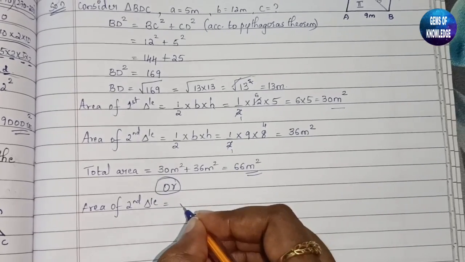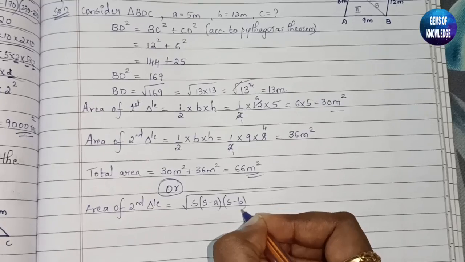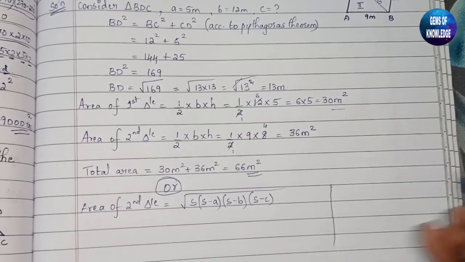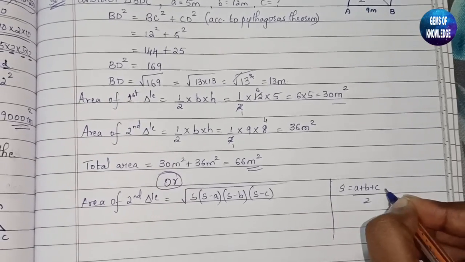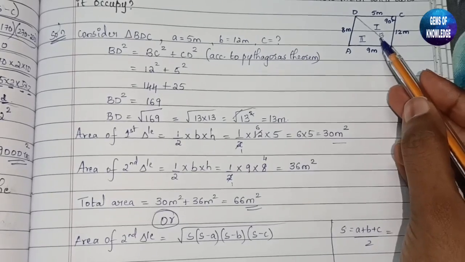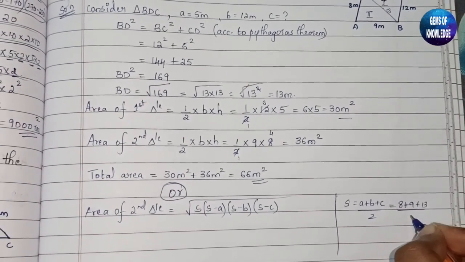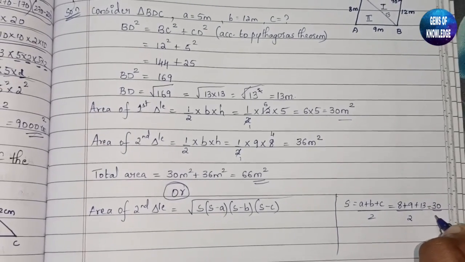According to this we need to use the formula s into s minus a, s minus b, and s minus c. So by the sides we'll first find the value of s. s is equal to a plus b plus c divided by 2. So what is our a? You can take anything. 8 plus 9 plus 13 we need to take, divided by 2. So 8 plus 9 plus 13 is 30, by 2.